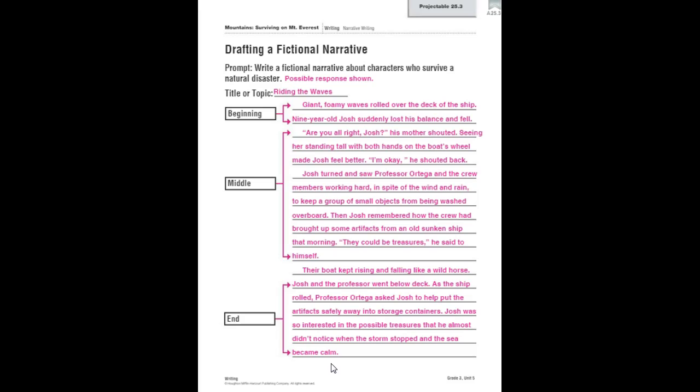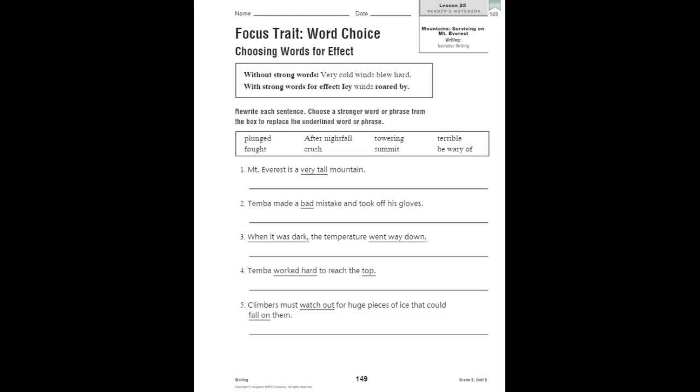Okay? So, I am going to have us practice using strong words and choosing words for effect. We are going to turn to your reader's notebook, page 149. So, page 149. Here is a sentence without strong words. "Very cold winds blew hard." Okay, here is a version with strong words that have effect. "Icy winds roared by." Just think about how just adding a couple of strong words adds some effect to the writing. So your job here is, in these five sentences, to rewrite them. Okay, you're going to choose a stronger word or a phrase from the box here in the middle to replace the underlined word or phrase.